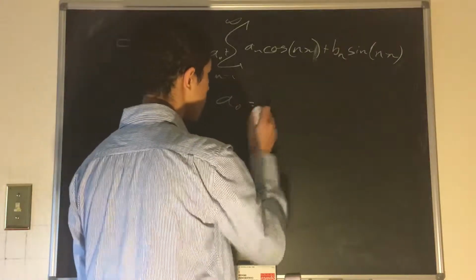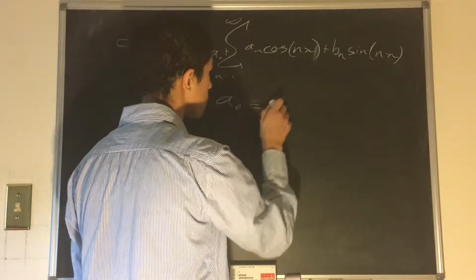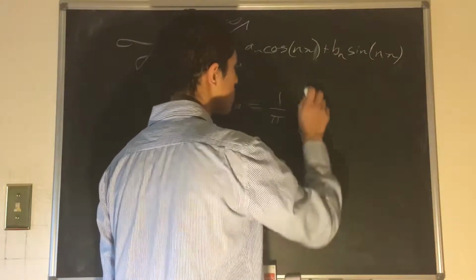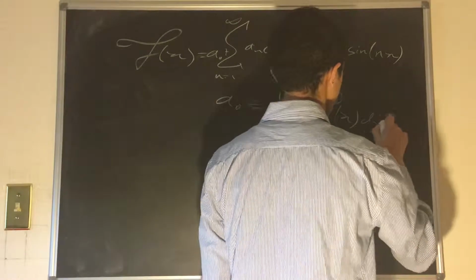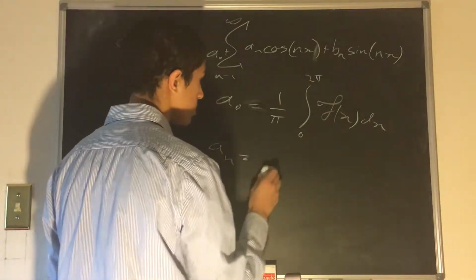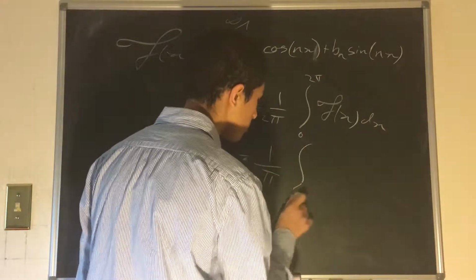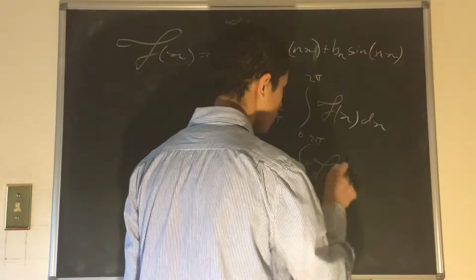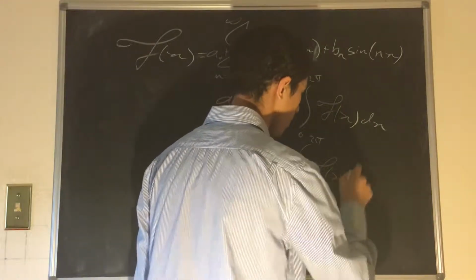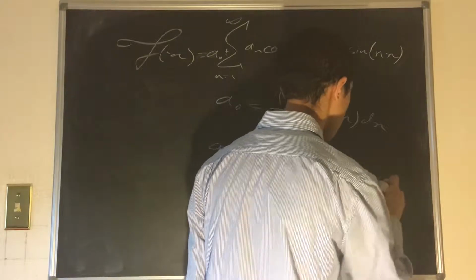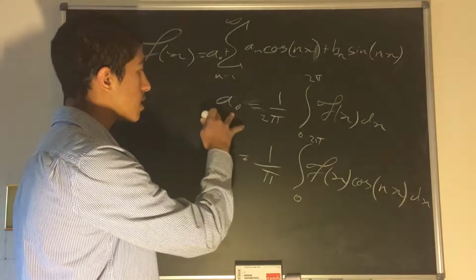A sub 0 was for a function that is periodic over 2 pi. A sub 0 is equal to 1 over 2 pi times the integral from 0 to 2 pi of f of x dx, and a sub n is equal to 1 over pi times the integral from 0 to 2 pi of f of x times cosine nx dx. So we've determined the a0 and the an.